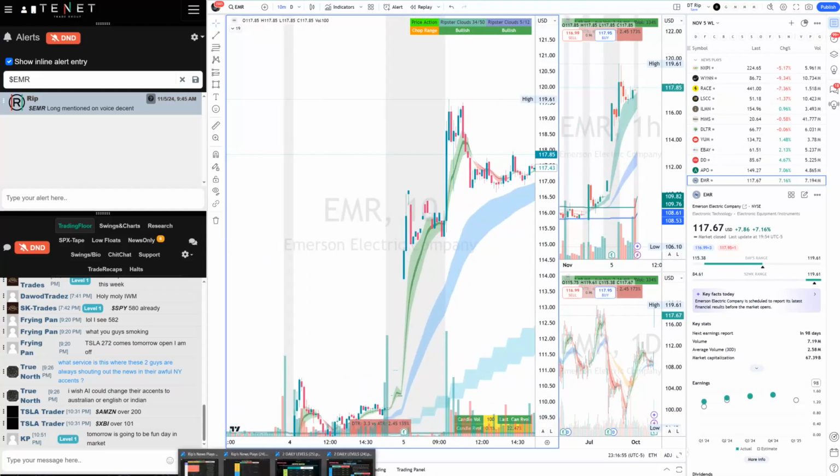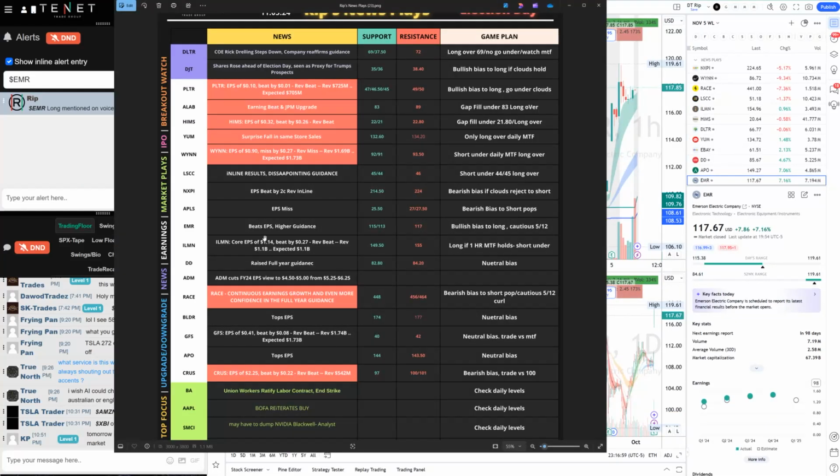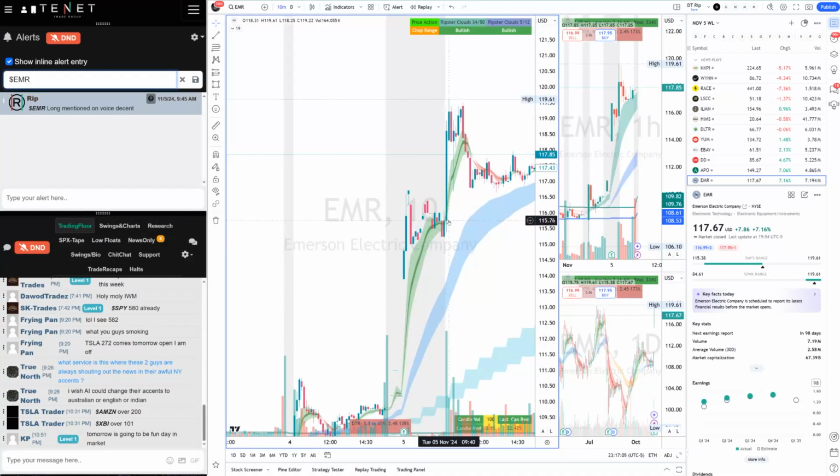So this one was also not an all day long, but it was a decent long. Bullish bias to long. That was the plan. You see that 117, 115 were the levels given. Once I see it pushing over this level, and then I'm pushing 117, that was a long. And it did push to 120, but it rejected there.